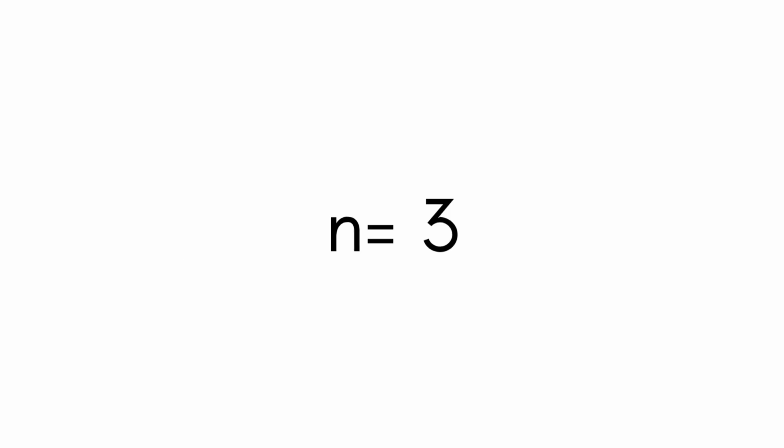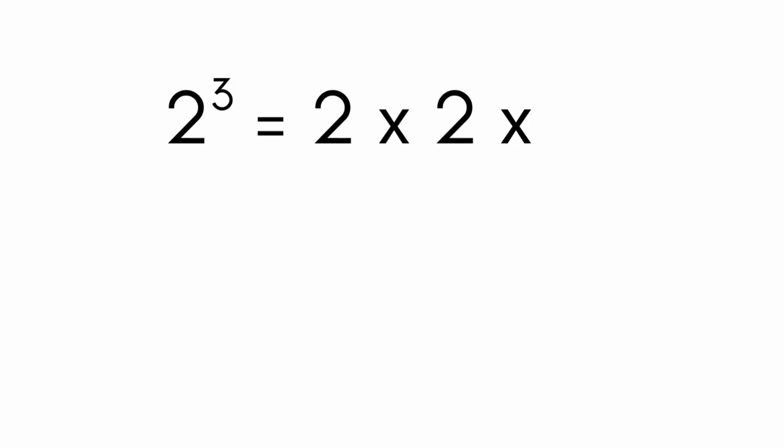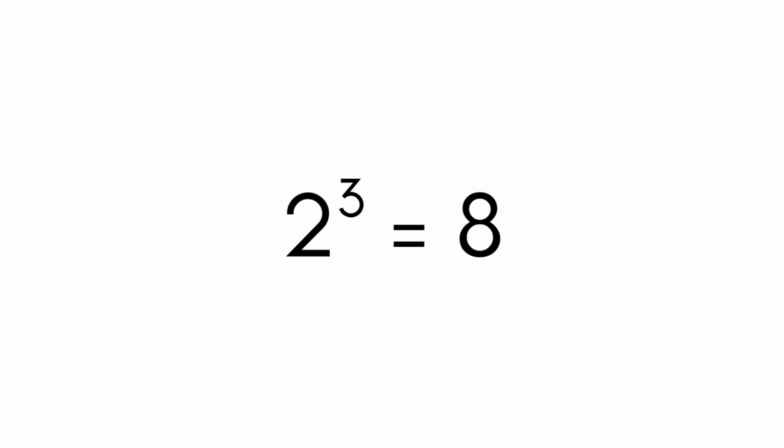Let us say, for example, n equals 3 and a equals 2. This basically means that our base will be 2 and our exponent will be 3. If we raise the base of 2 to an exponent of 3, that means we are multiplying 2 three times: 2 times 2 times 2, which is equal to 8. So whenever you see 2 to the power 3, you immediately know that it is equal to 8.